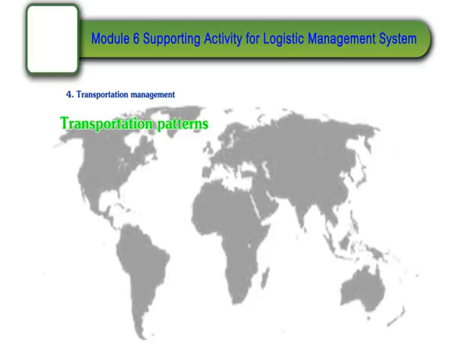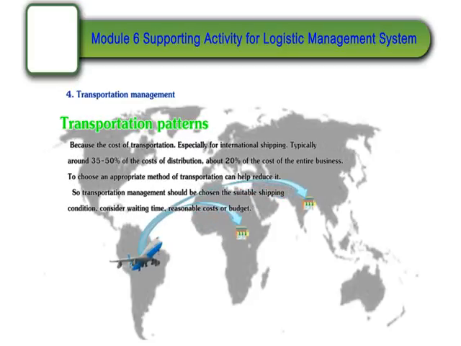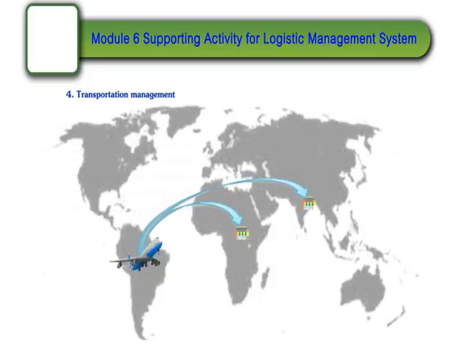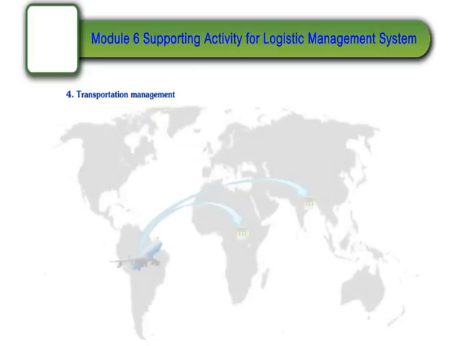Transportation patterns. The cost of transportation, especially for international shipping, is typically around 30 to 50% of the cost of distribution, and about 20% of the cost of the entire business. Choosing an appropriate method of transportation can help reduce it. So transportation management should choose suitable shipping conditions, considering waiting time, reasonable cost, or budget.